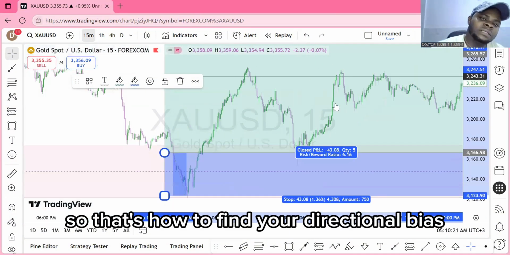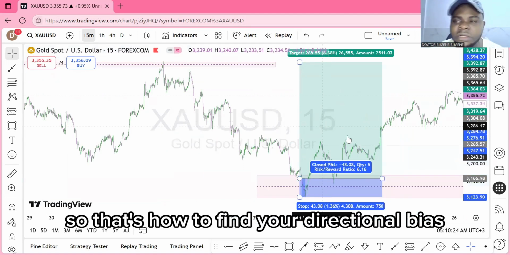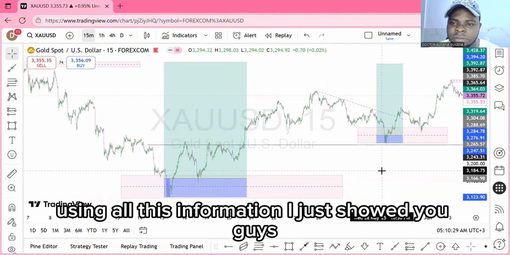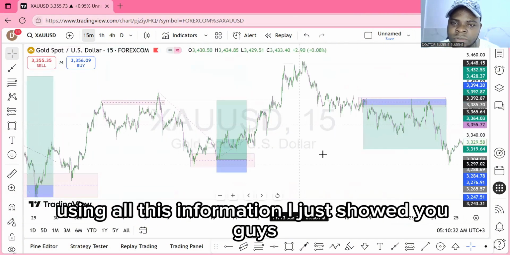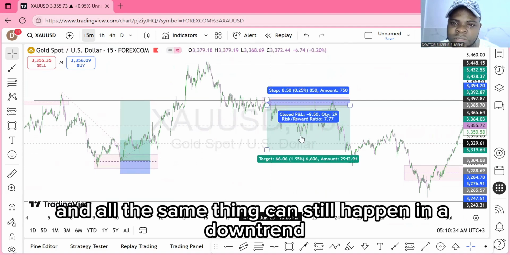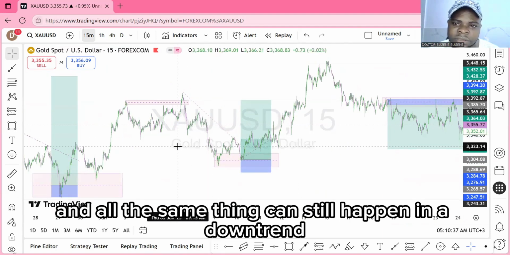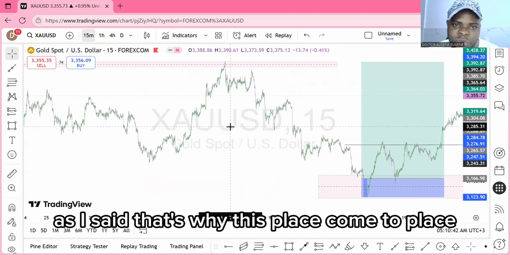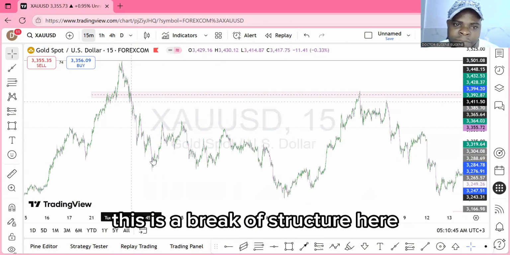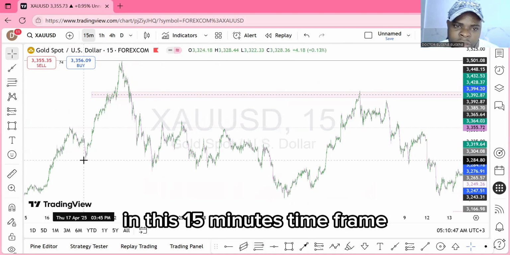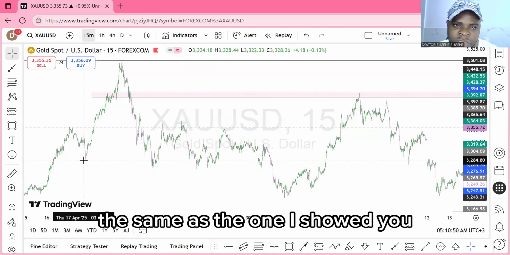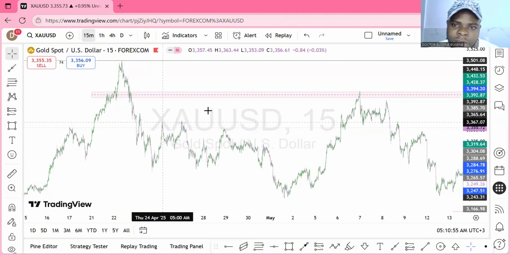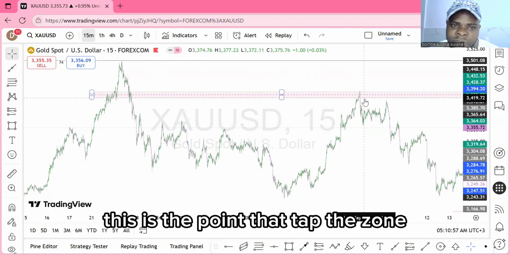So that's how to find your directional bias using all this information I just showed to you guys. And the same thing can still happen in a downtrend. As I said, that's why this comes into place. This is a break of structure here in this 15-minute time frame, the same as the one I showed you in the 4-hour time frame. This is the pullback here. This is the point that tapped the zone.